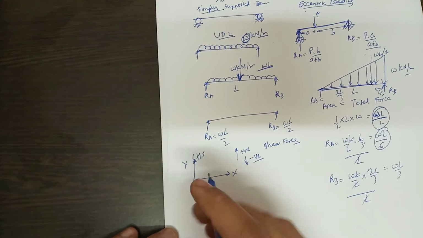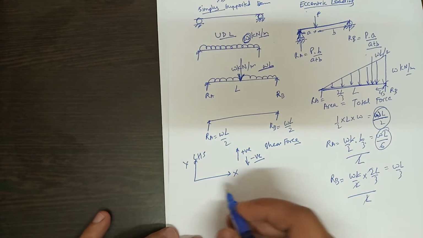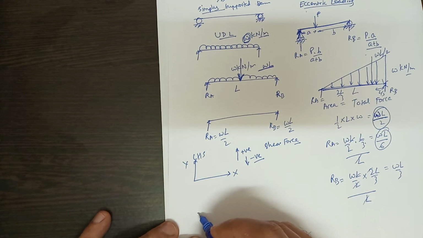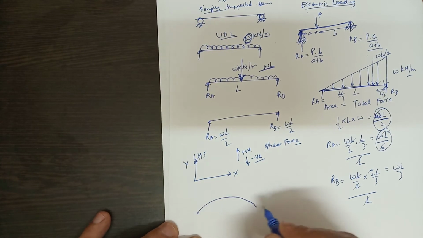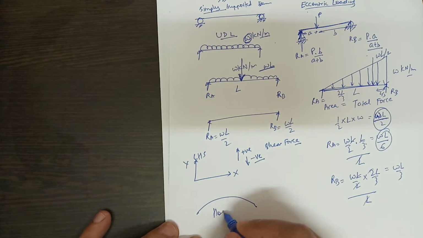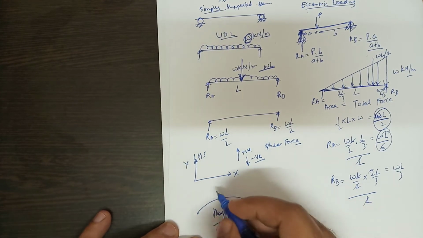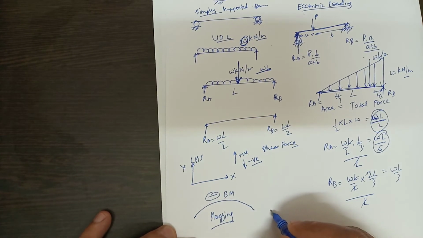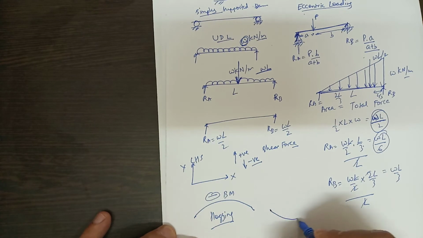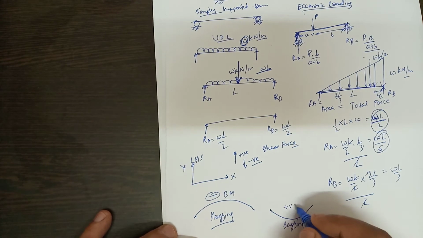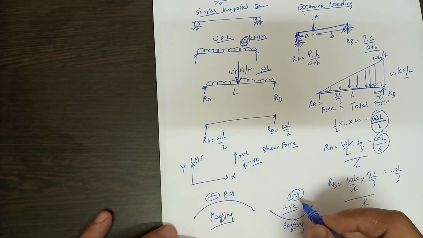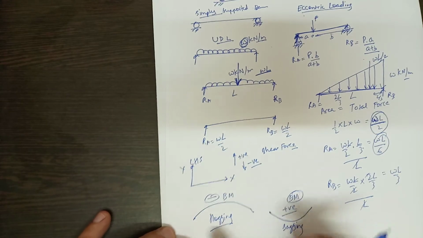And for bending moment, if a force is causing the beam to bend in this shape, it will be called hogging and it will be taken as negative bending moment. If the bending moment is causing the beam to bend in this shape, this is called sagging, so it will be taken as positive bending moment. Okay, this you need to remember for every question.